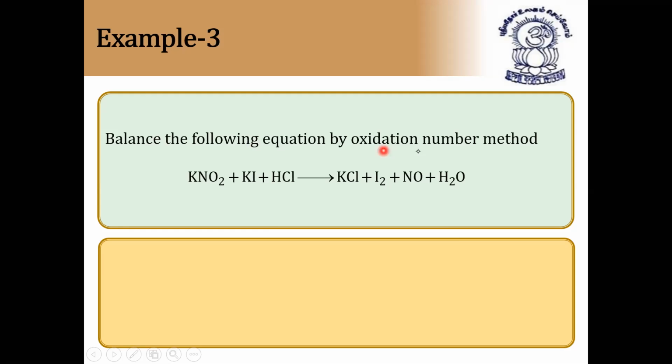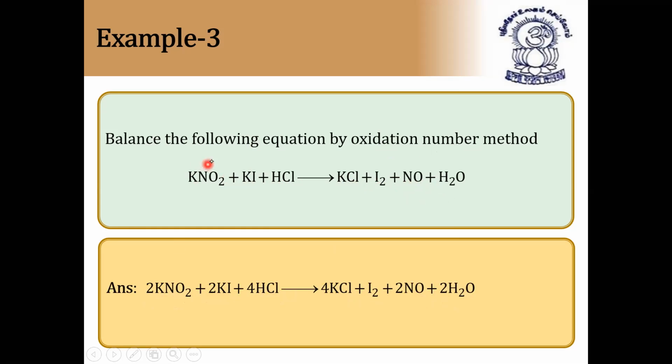Balance the following equation by oxidation number method. KNO2 plus KI plus HCl gives KCl plus I2 plus NO plus H2O. So here NO is forming. So 2 moles of potassium iodide, potassium nitrite changes to potassium chloride, potassium iodide plus 4 HCl forms like this.